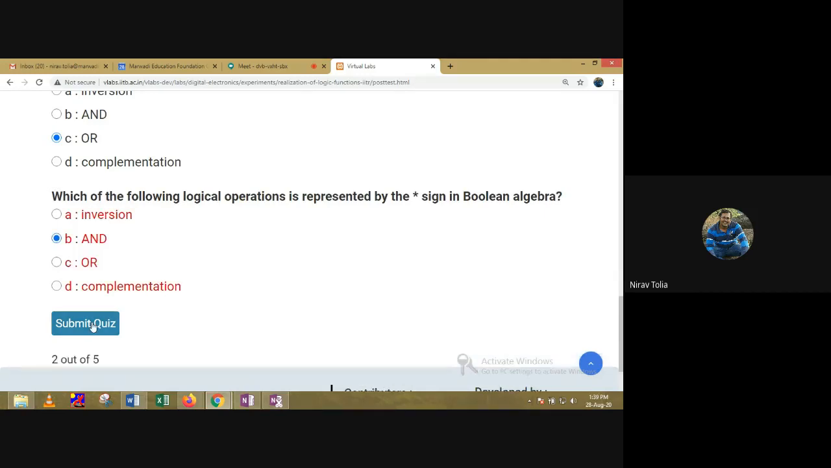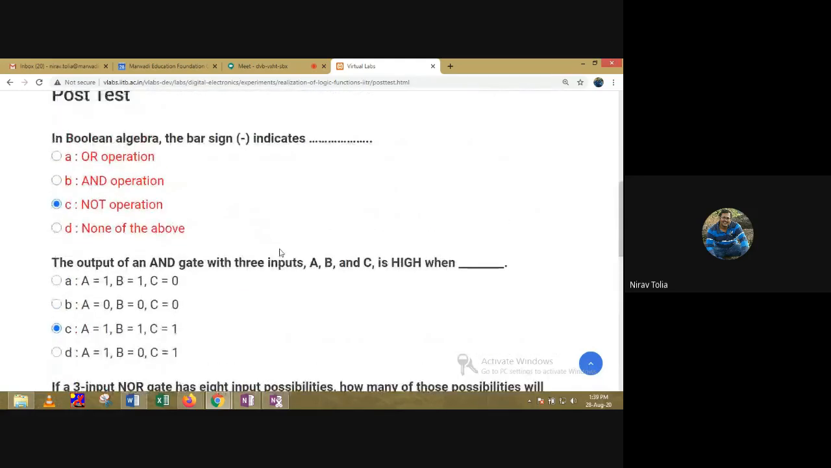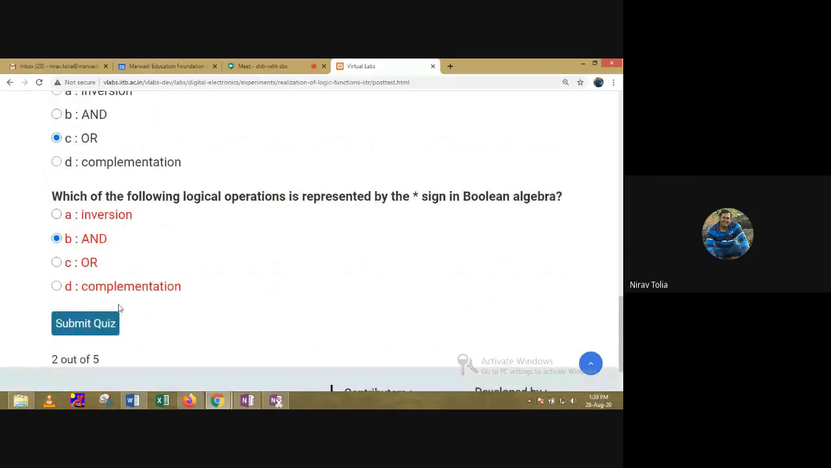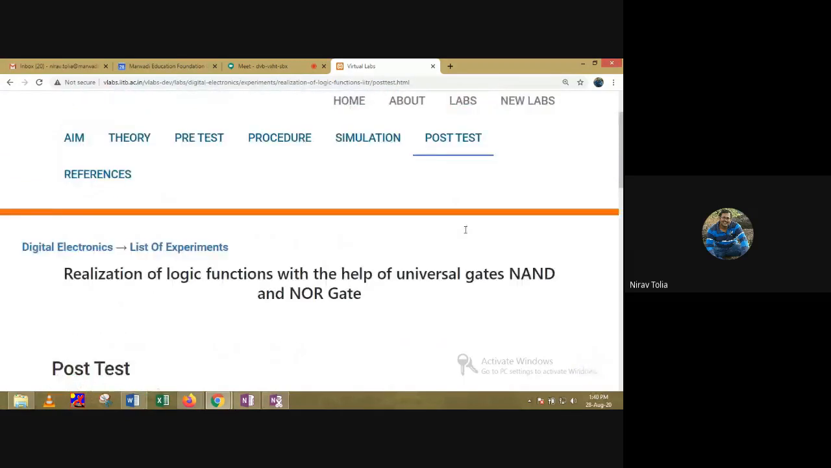Now submit the quiz. See, because there is a problem in this virtual lab, it gives you the wrong answer. Even when all our answers are right, it still gives you the wrong answer. The bar sign is indicated by NOT only. We have only a single possibility when we have a 3-input OR operation high, and here the answer is NOT only. So all of our answers are right, but it still shows the wrong result. Okay, so there are some problems in this lab.